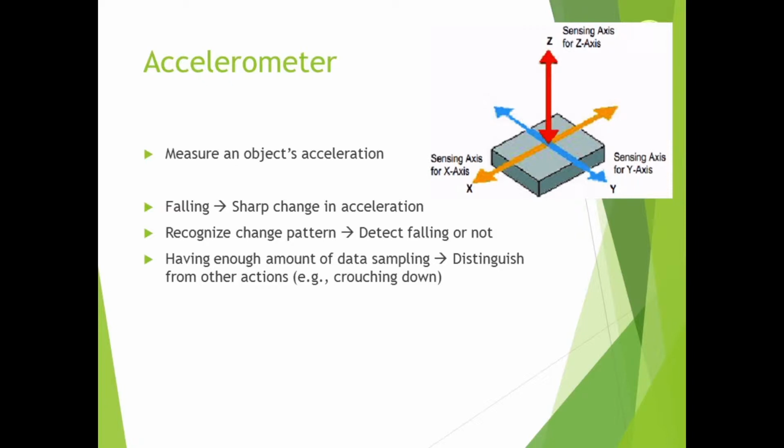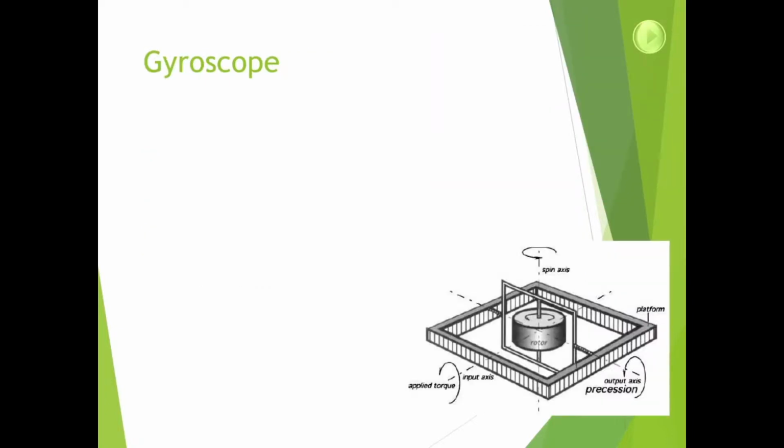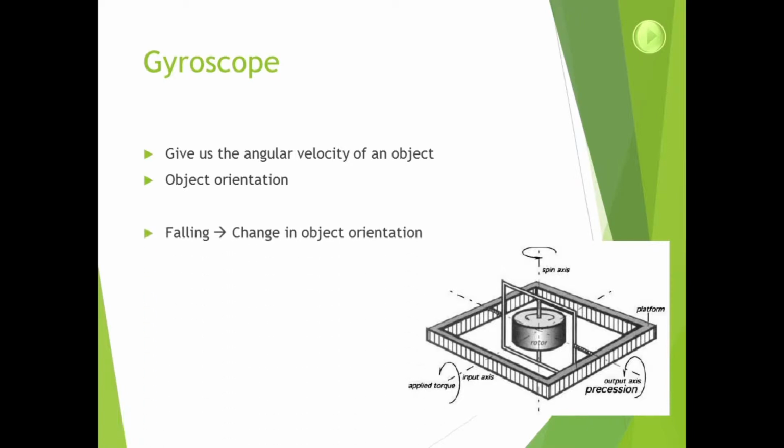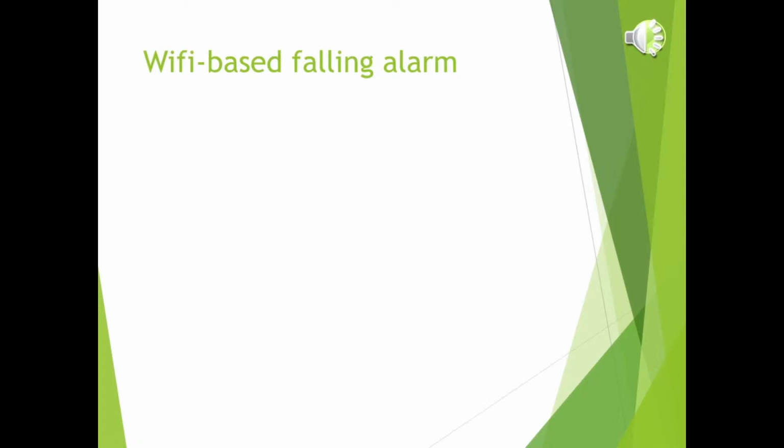For example, crouching down. Apart from the accelerometer, there is also a gyroscope used to help us detect the falling. A gyroscope can give us the angular velocity of an object. By having some calculation, we can turn this data into what we desire, the object orientation. Similar to the accelerometer, when a person is falling, there will be a change in the object orientation, and using this piece of information, we can distinguish the falling action from the others more accurately. Based on the two sensors, our machine can now detect and distinguish the falling action.